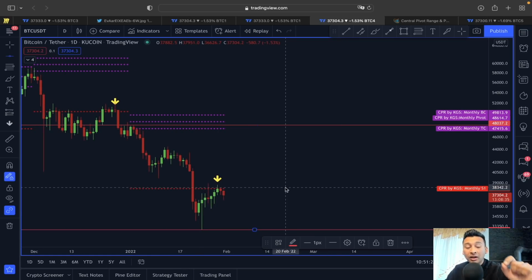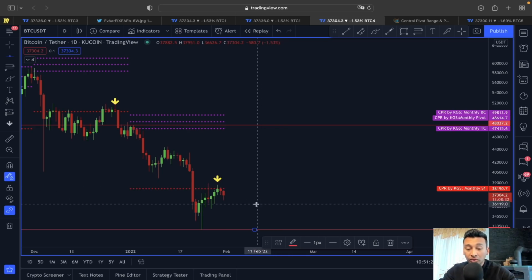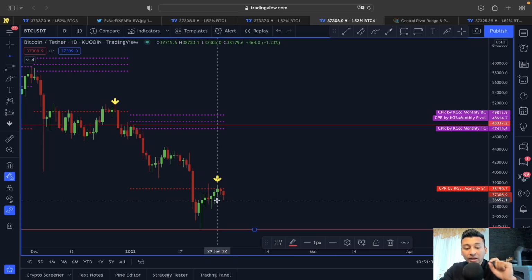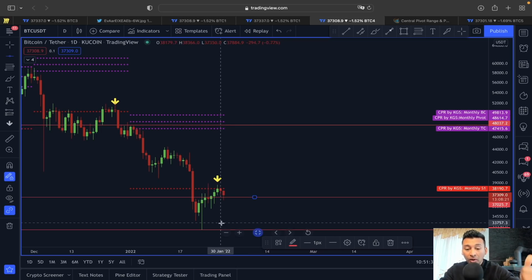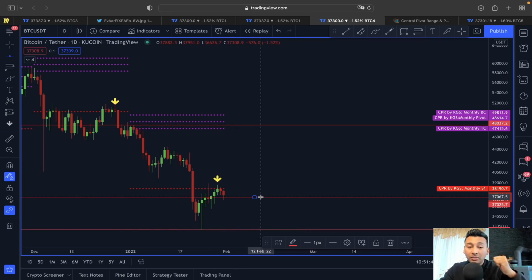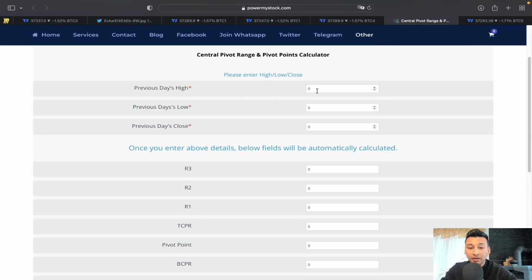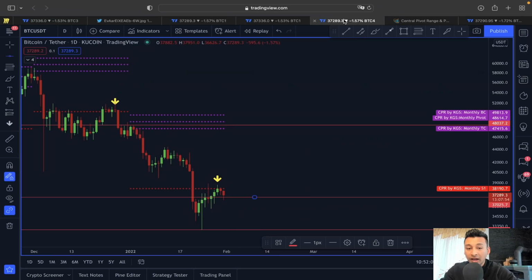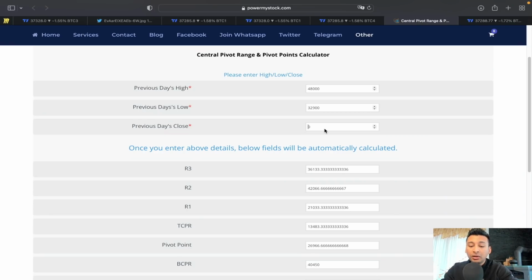And now we need an area where we think the monthly candle is going to close. So right now, since we are hovering around this 37,000 area, let's suppose the monthly candle is going to close around this 37,000 price range. Now we have this top, bottom, and the area where the monthly candle might close. So let's add this here. Previous day high, since we are looking at the monthly CPR, it is going to be the previous month high, not the previous day high. Okay, so in that case, we have said 48,000 was the previous high, the lowest was 32,900, and we are expecting the monthly candle to close around this 37,000 price range.